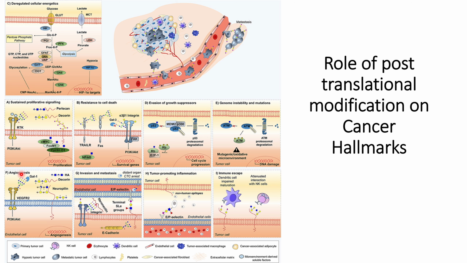Next one is about angiogenesis. Angiogenesis will get upregulated because of the aberrant glycosylation of the VEGFR2 receptors, which is able to interact with GAL1 and can promote the PI3K-AKT pathways, and these pathways help the cell's survival.